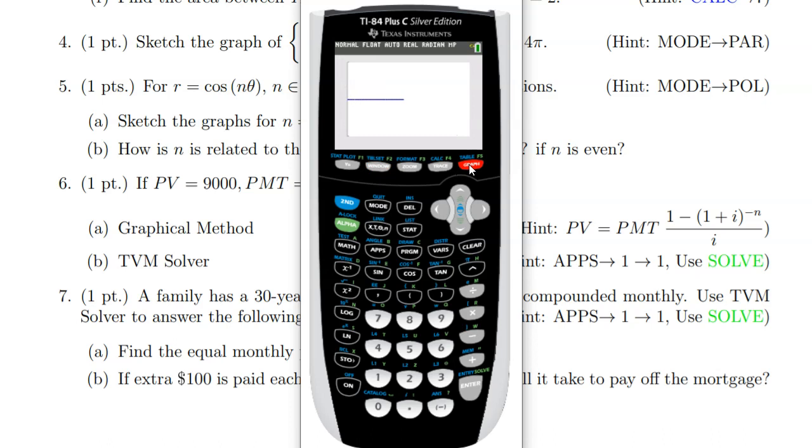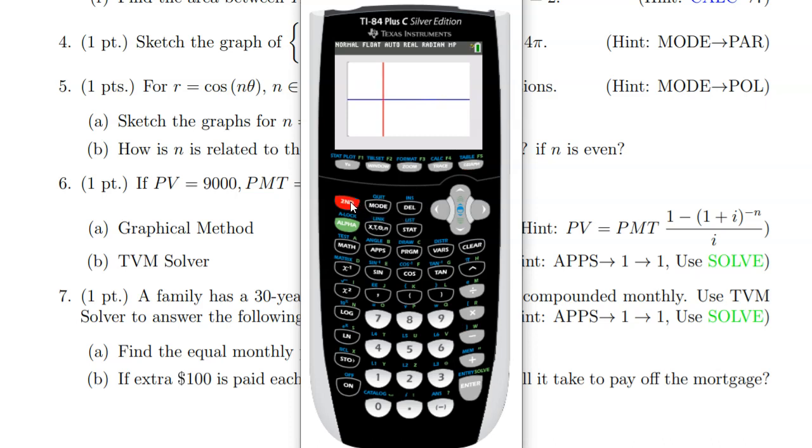Right? So this blue line is y equals 9,000. So it's the left-hand side of the equation. And here's the right-hand side. Right? It looks like a vertical line almost. But we want to find an intersection.